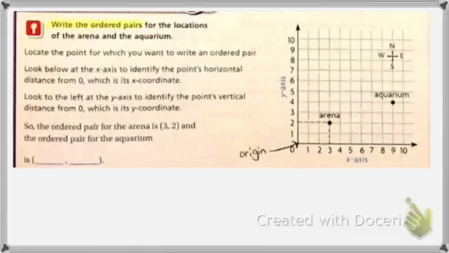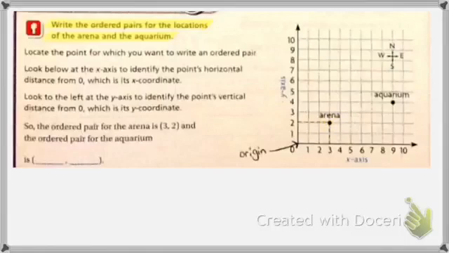So this example says, write the ordered pairs for the locations of the arena and the aquarium. So how would I do that? First, I locate where the arena is. It's not where the word is, it's where the point is. So I see right here is my arena point. You see that black point that I put right by my highlight. Let's take that highlight away now so that you can see that is the arena point.